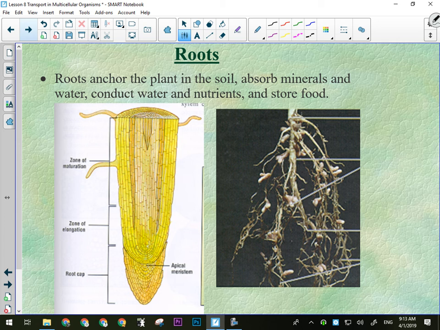Now, roots come in two types. This type is a taproot. This is a fibrous root. Taproots tend to be a single deep root, like a carrot. A carrot would be a taproot.